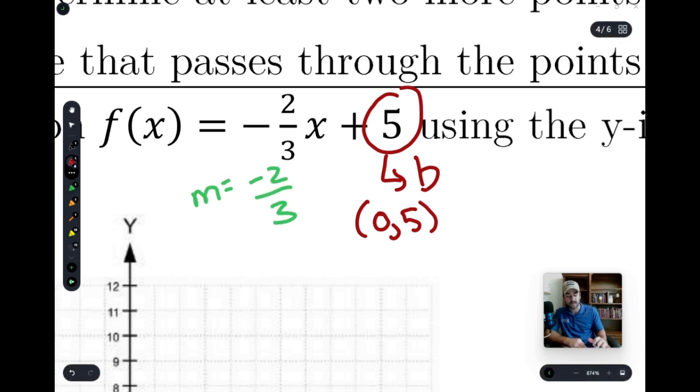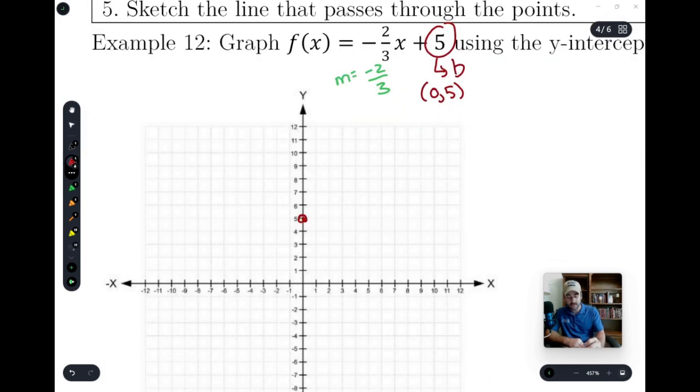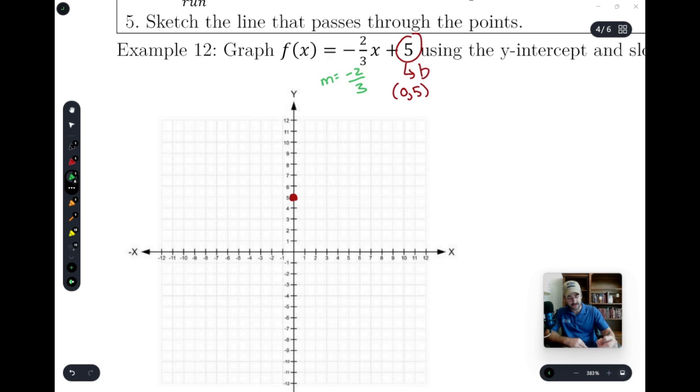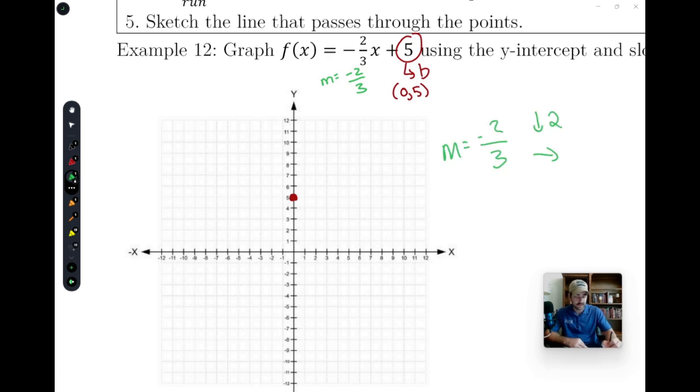So the first thing I'm going to do is plot that y-intercept, 0, 5. That's our b value, that's our y-intercept, that's where this line intercepts the y-axis. And then I'm going to use the slope, which I know is m equals negative 2 over 3. So that goes down 2, and it goes to the right 3. And so I'm just going to go down 2 over 3, down 2 over 3, down 2 over 3. And then you could even take it in reverse and go over 3, up 2. Same thing.